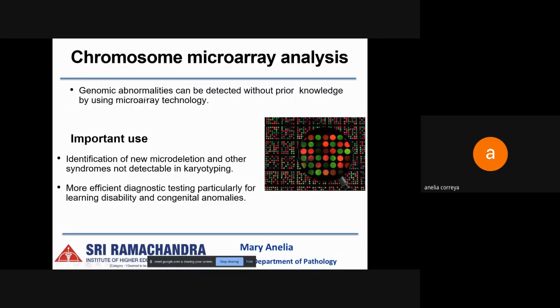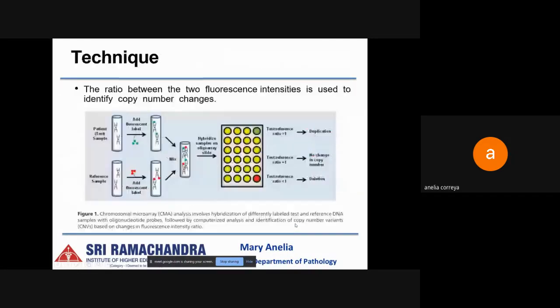Coming on to the next technique, which is chromosome microarray analysis. This will help to detect genomic abnormalities which have not been detected before. It can be used to detect new microdeletions which are not detected in karyotype, and also helps to evaluate learning disability and congenital syndromes. The technique is, we take a test sample and a reference sample and add appropriate fluorescent labels to them. Both are allowed to mix together and are hybridized onto oligoarray slides which contain numerous wells. Then we evaluate the copy number change.